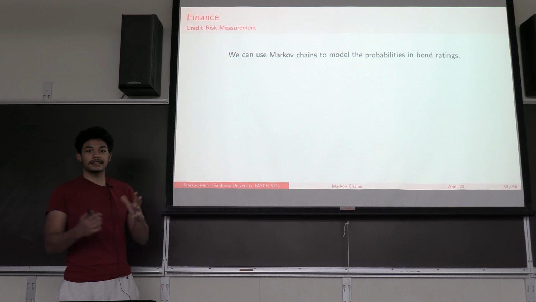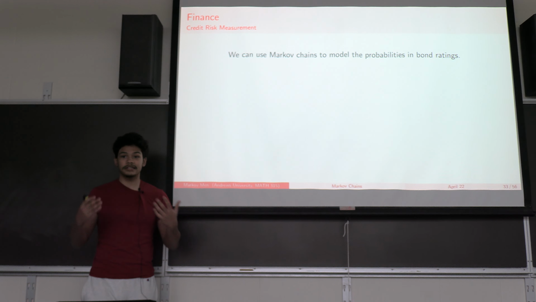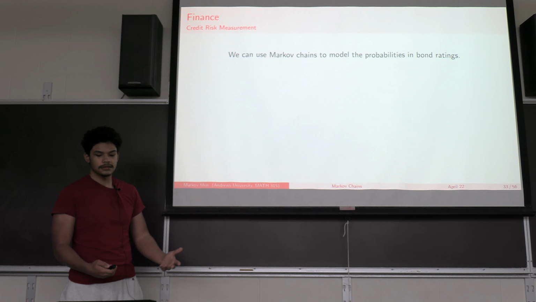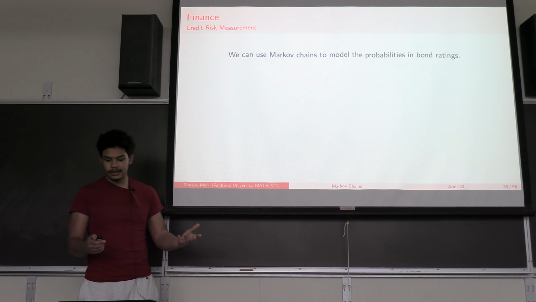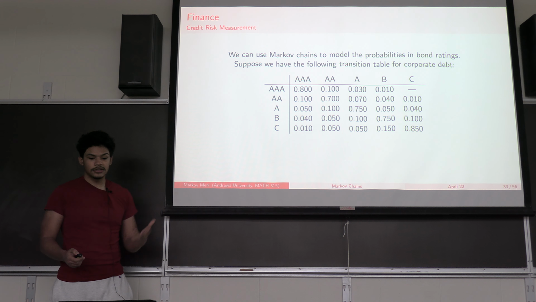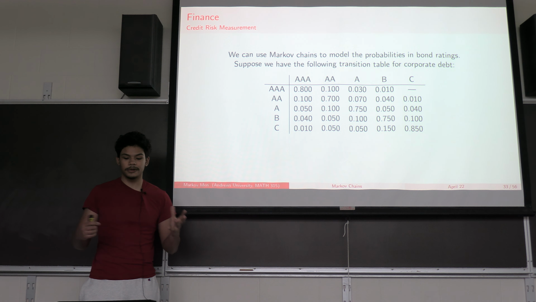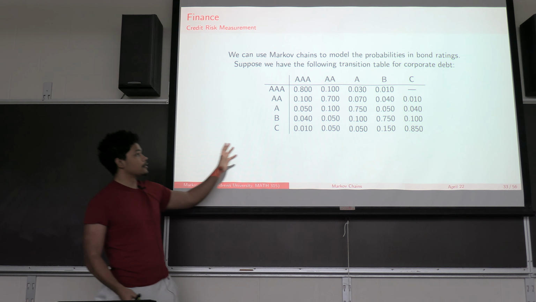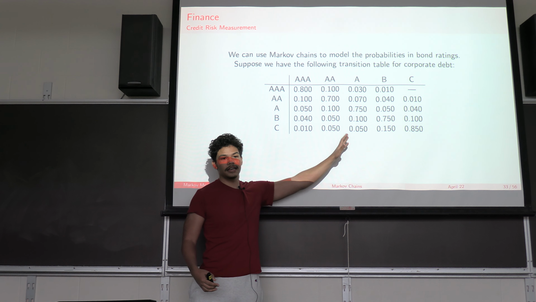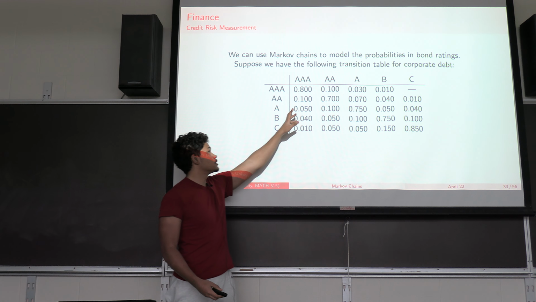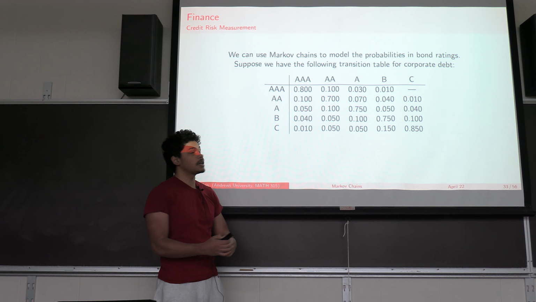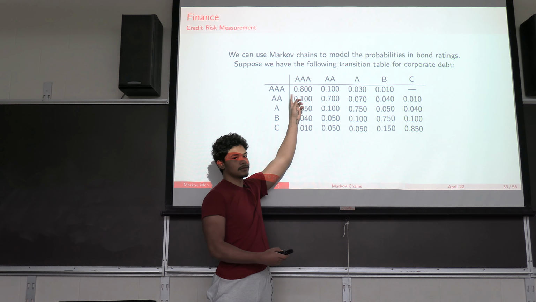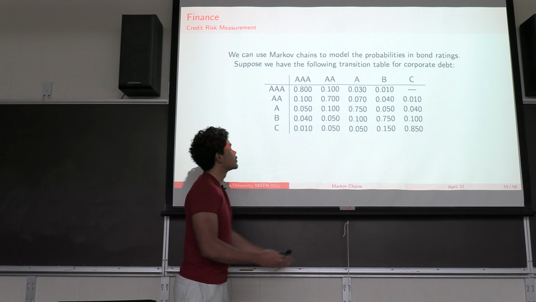Now, after looking at the theory, we're sufficiently equipped to understand these practical applications. One thing we can use Markov chains for in real life is to model the probabilities in bond ratings. So suppose we have the following table for corporate debt, where we have ratings of AAA, AA, single A, B, and C, and these are the probabilities of going from each one. The way we read these probabilities in a Markov chain is we read from column to row, since our columns sum to 1, right?